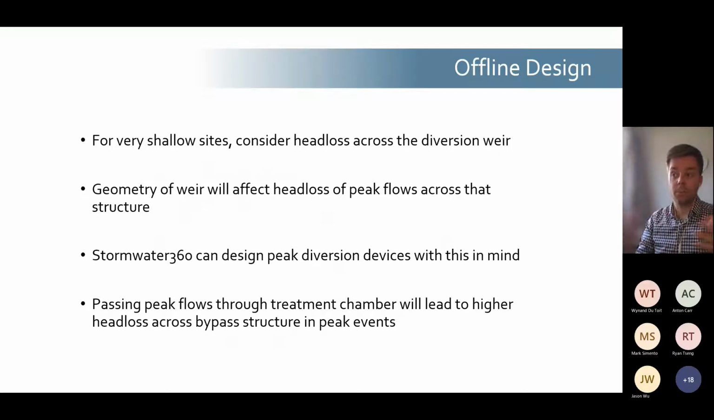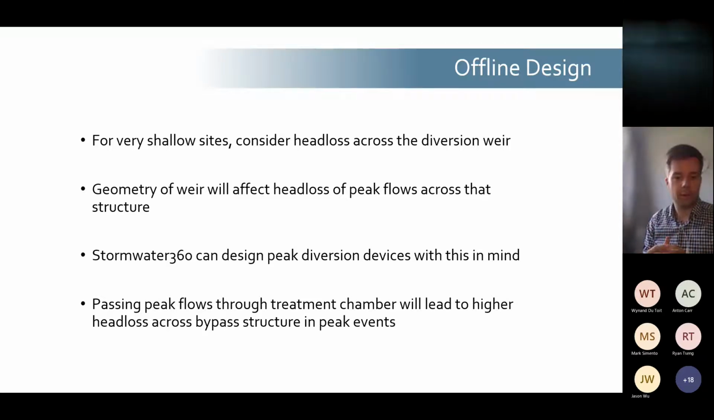The geometry of that weir will then obviously affect the head loss of peak flows across that structure. And if the site is very tight, we can design that peak diversion device with this in mind, in consultation with the consultant, obviously. If we pass the peak flows through the treatment chamber without having any form of offline system, the head loss will be higher across that device.